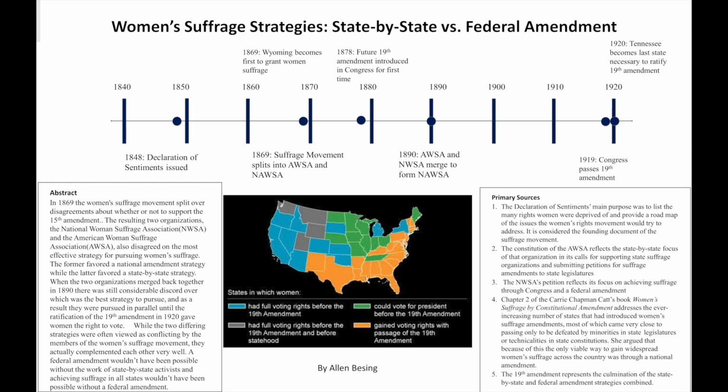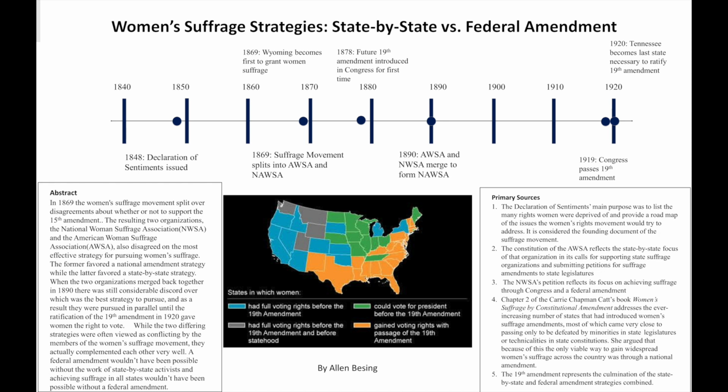Anyway, now I'm just going to walk through some of the primary sources that I used over the course of my project. The first one was the Declaration of Sentiments, which was essentially the founding document of the women's suffrage movement. It came out of the Seneca Falls Convention. It was modeled off of the Declaration of Independence, and it was a list of the rights women were being denied, and provided a roadmap of the issues the women's rights movement would go on to try to address.